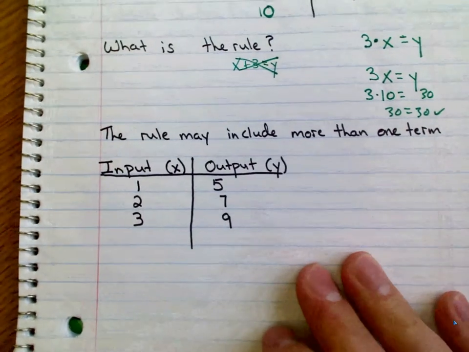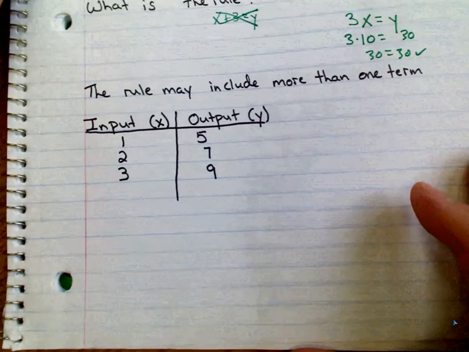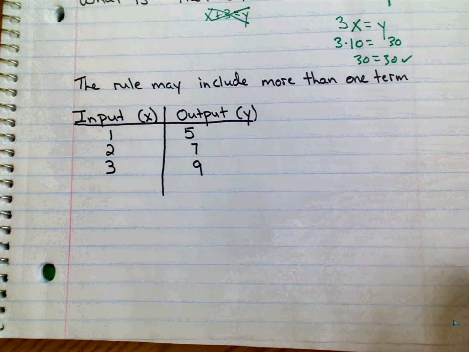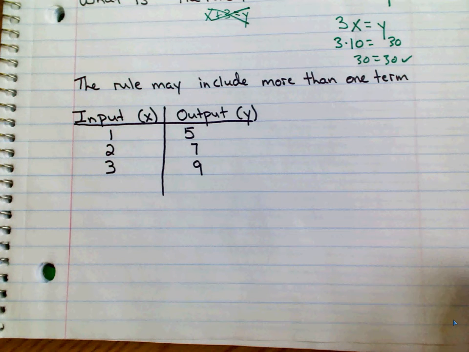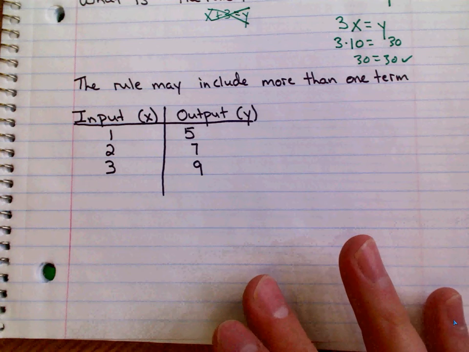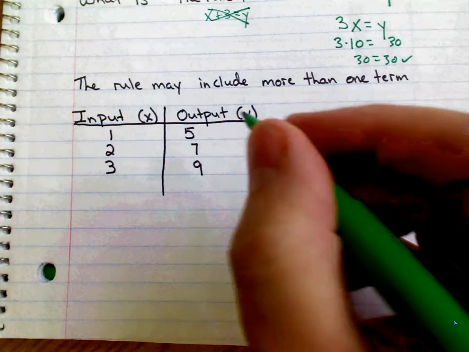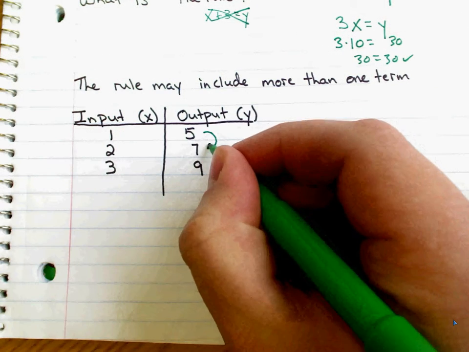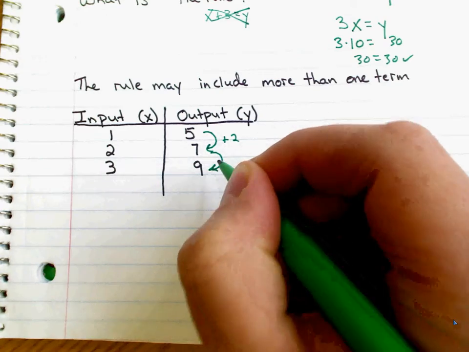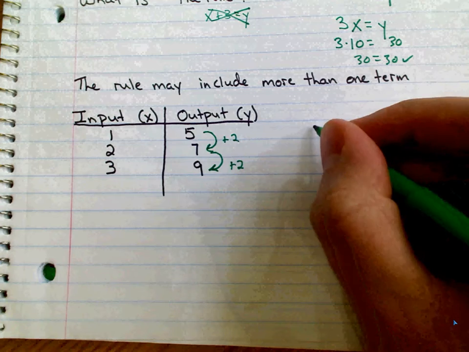Now, our rule sometimes, and this is more so in the future, will have more than one term. Remember, a term is separated by an addition or subtraction sign in our expression, in this case in our equation. So the very first thing we do is look. Okay, this goes up by 2 every time. So our rule has to have a 2x in it.